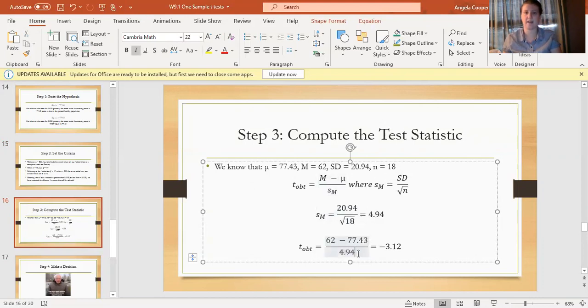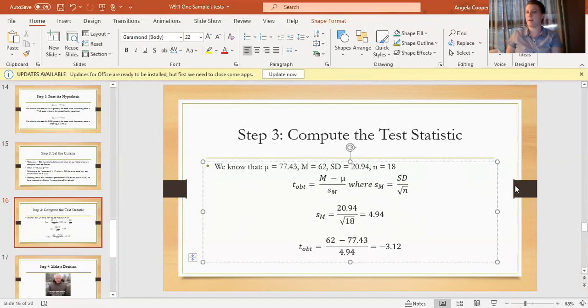Now we plug it in to the bottom, and then we just fill in the rest of the blanks. So our sample mean was 62. Our population mean was 77.43. 62 minus 77.43 divided by 4.94 equals negative 3.12. So that is our t-statistic. That is the test statistic that we've calculated from step 3. We walk out of this saying that t equals negative 3.12.